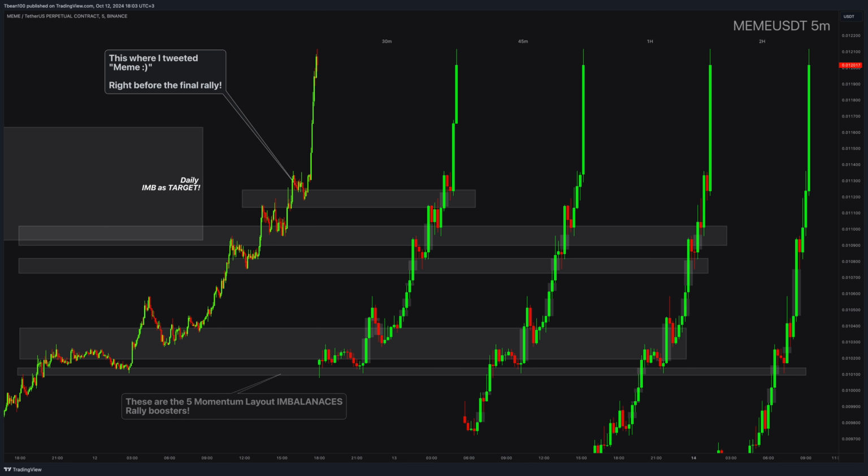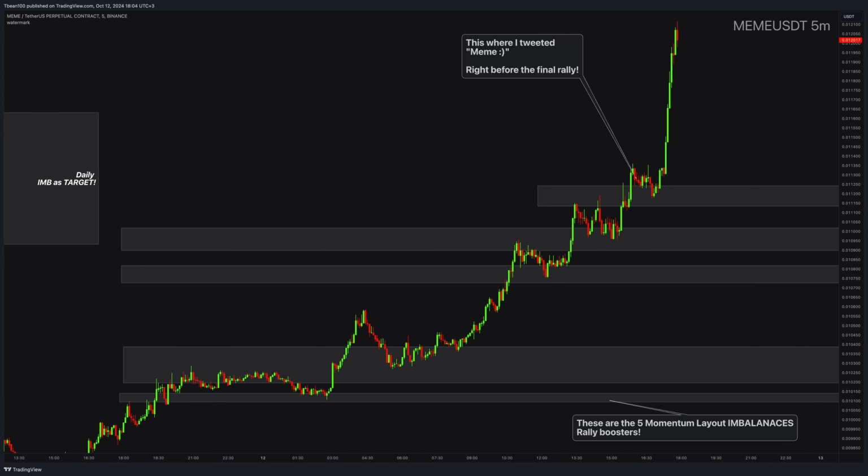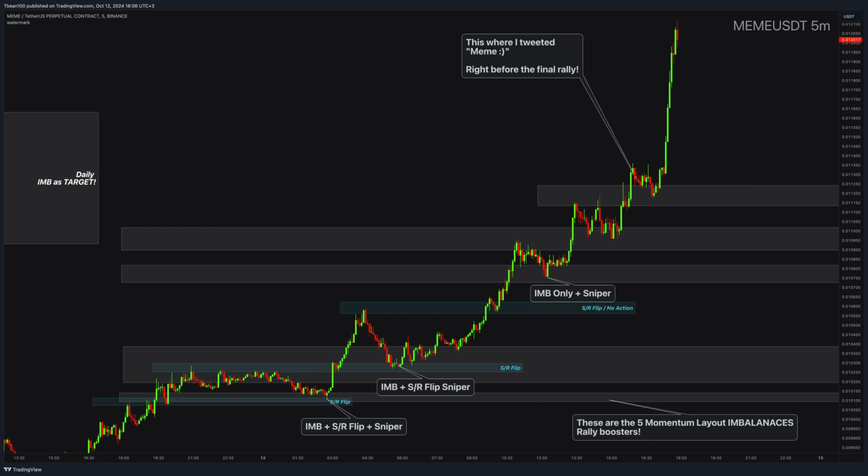Now, as you know, these are the 5 imbalance points which created all the rallies. Now, what I want to do is to see what else we had here. An SR Flip area combined with the imbalance, which boosted the first rally. Then another same pattern, imbalance, SR Flip, and the rally. Now the third rally only used the momentum layout imbalance, so this SR Flip is never used. But the next rally used the SR Flip area with combination of imbalance again.